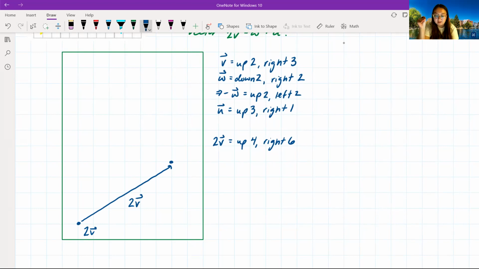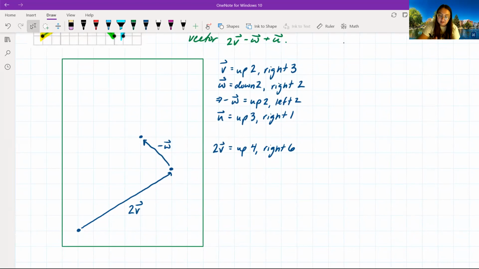Now we want to connect this point so that it is connecting with negative w. So this needs to be the initial point of negative w. We know that negative w is going to go up 2 and to the left 2. So this value here is going to be negative w. Then lastly, we want to add u, and u is up 3 and to the right 1. So we're going to go 1, 2, 3, and then 1 to the right. And we draw our arrow that way, and we know that this is also the vector of u.